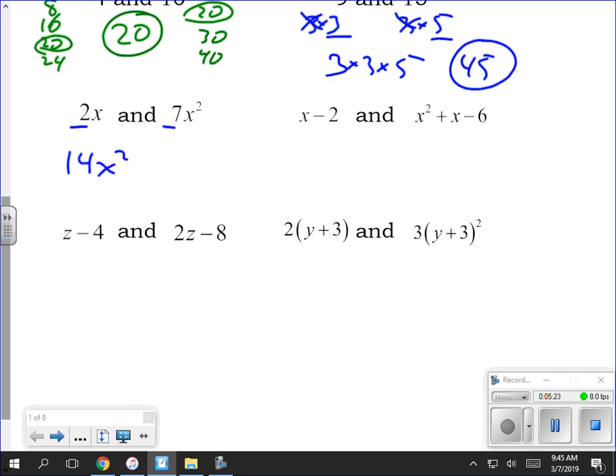X squared. When I look at the next one, I have to factor my quadratic first. Any factoring needs to be done first. So this is (x minus 2)(x plus 3). You have to factor your quadratics before you can find your common multiple. Okay. What do they share? X minus 2.